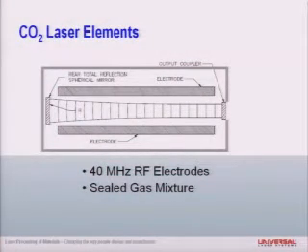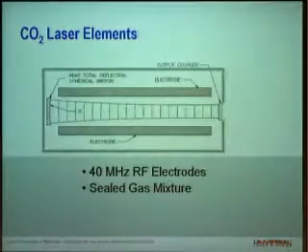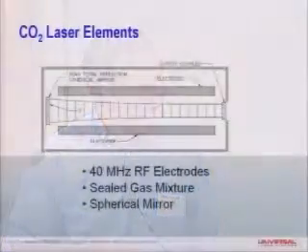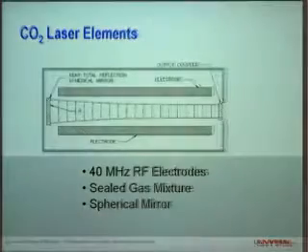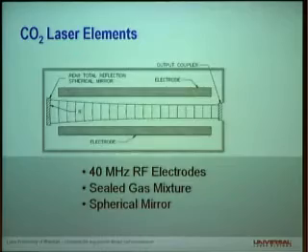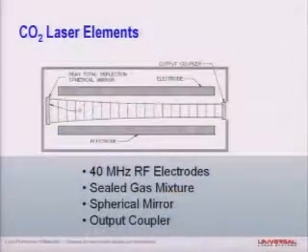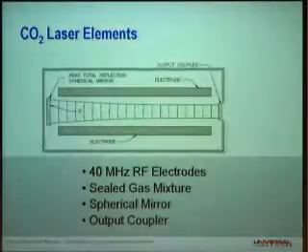This cross-hashed line represents the enclosure. Inside the enclosure is a gas mixture, which is primarily nitrogen, actually, despite the fact that we call it a CO2 laser. And we'll talk about the gas mixture in a little bit. This mirror, at least in our design, has a spherical cross-section to help focus those spontaneous emissions back toward the center line. And then an output coupler or beam extractor, which is a partially transparent mirror at this end.